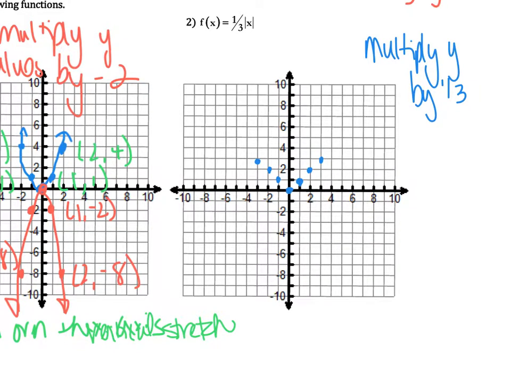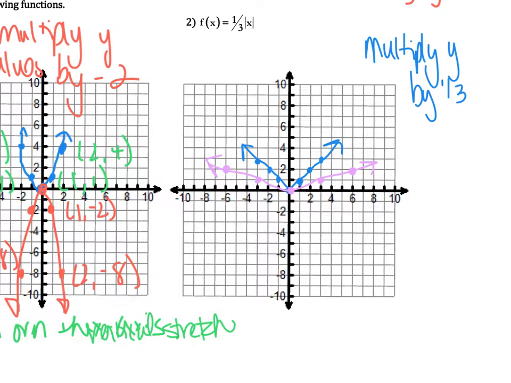Okay, and then all of the y values are going to be multiplied by 1/3, or just recognize that the a value is 1/3, so we're going to go up 1 and over 3 each time. So up 1 over 3. Remember, v for absolute value. And here's my new graph.